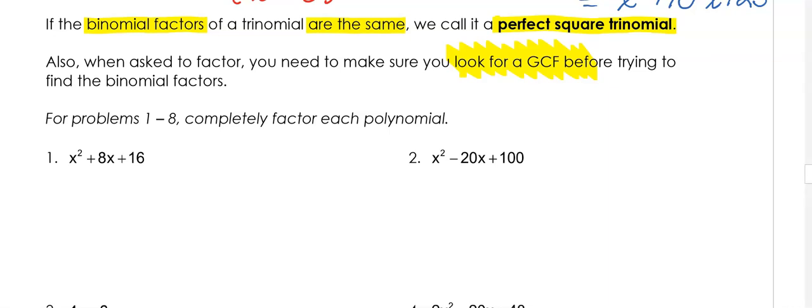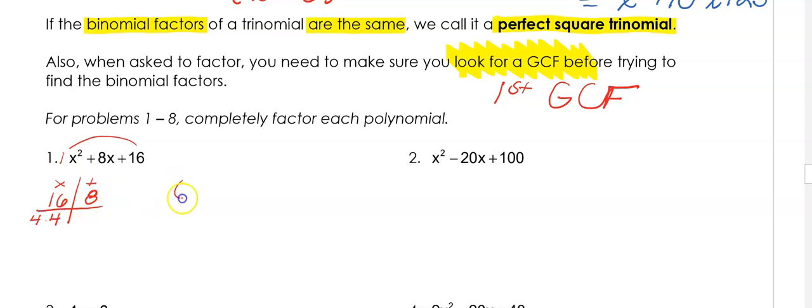So let's look at number 1. You first look for a GCF. So first, always a GCF. In number 1, there is none. So then we could go ahead. We see a is 1. We're finding numbers that multiply to 16 that add up to 8. That is 4 and 4.